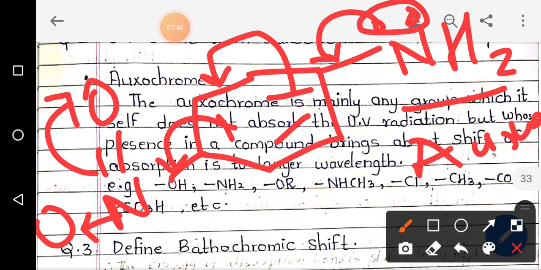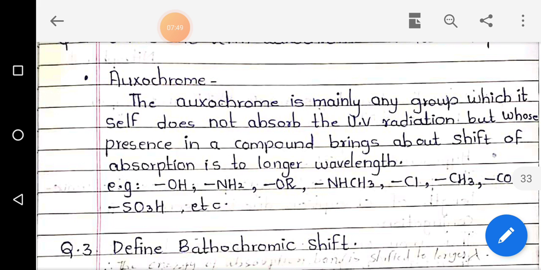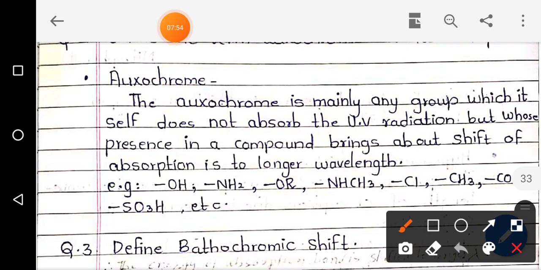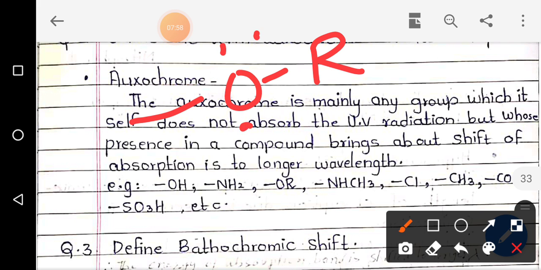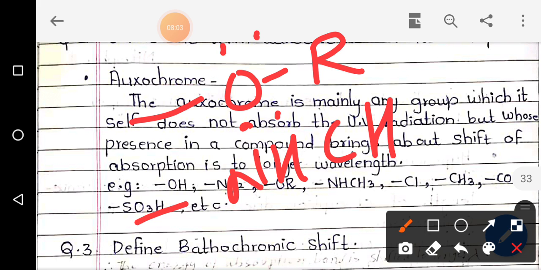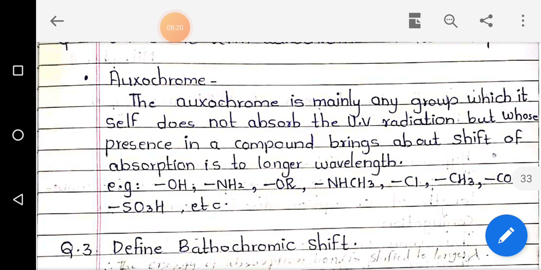So this is all about the oxochromes and chromophores. Again, the next group is the OR group. OR also has 2 lone pairs of electrons. Next is NHCH3, where nitrogen also has 1 lone pair of electrons involved in the resonance structures. Again, next is chlorine, having 3 lone pairs of electrons for resonance.